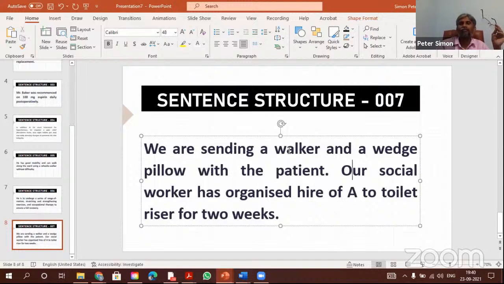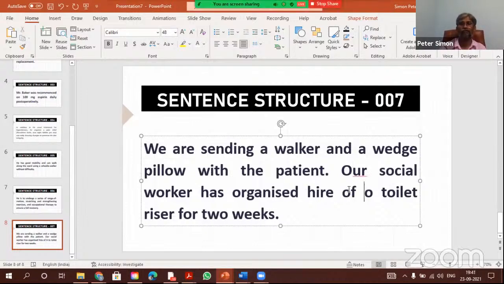So indirectly, I'm telling you a lot of things. A walker, a wheelie walker, and a wedge pillow have been provided, whereas a toilet raiser has been procured or organized for a fortnight. Simple thing. That is an A grade sentence.